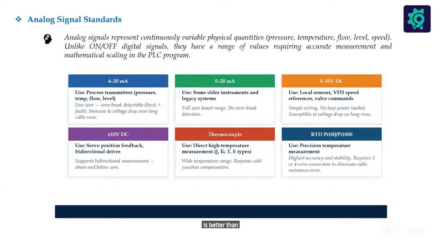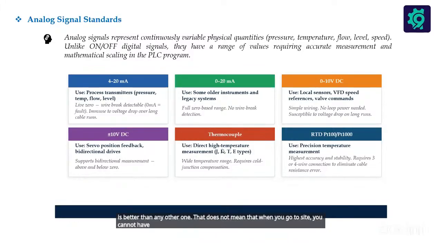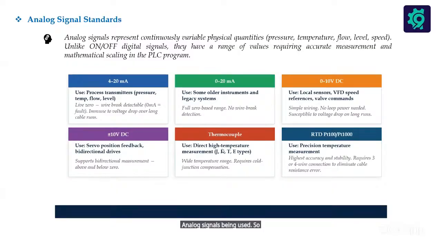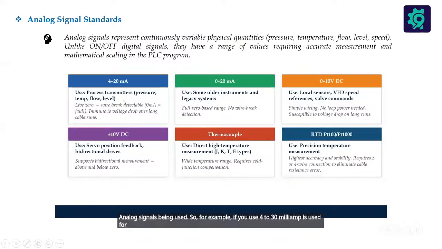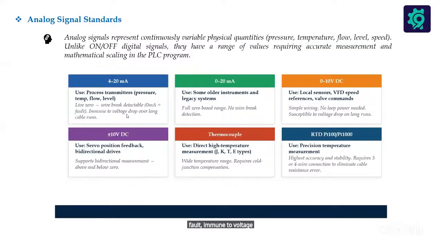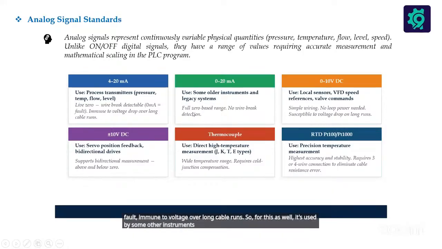Which is why the 4 to 20 milliamp is better than any other one. But that does not mean that when you go to site you cannot have the other analog signals being used. For example, 4 to 20 milliamp is used for process transmitters such as pressure, temperature, flow, level. Live zero, wire break detectable: 0 milliamp equals fault. Immune to voltage drop over long cable runs. The others are used by some other instruments and legacy systems: full zero base range, no wire break detection.